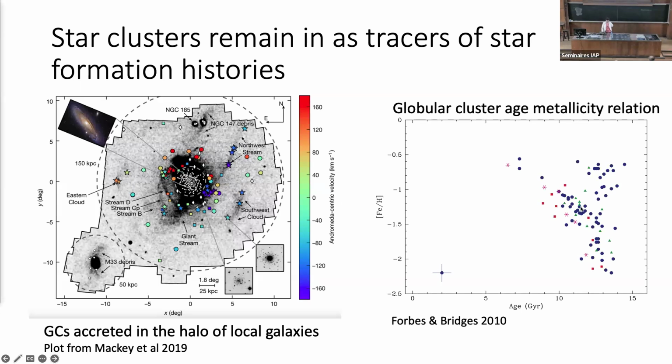If we look at the metallicity of globular clusters, we see that there is a trend with the metallicity and age of globular clusters, where we think that these objects here are those formed in situ in our Milky Way progenitor. And these are streams of globular clusters coming in via satellites.